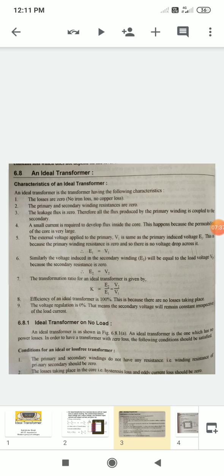So one point we discuss: the efficiency of an ideal transformer is 100% because k is equal to 1. This is because there is no loss taking place anywhere. No losses will happen.